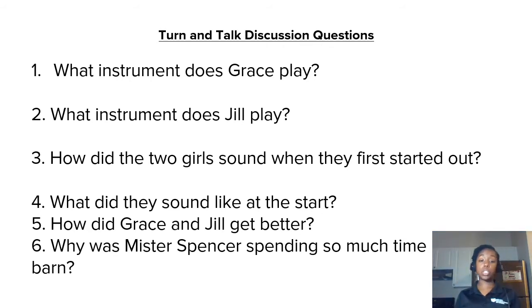Next question, scholars, number 4. What did they sound like at the start? Thinking, what did they sound like at the start? Listening for a complete sentence. Tracking Ferdinand. Let's go, Ferdinand. Ferdinand, how did they sound at the start? At the start, they knocked it out the park. They sounded good.